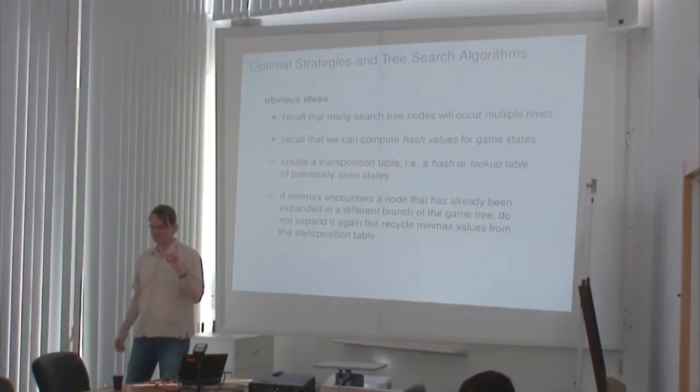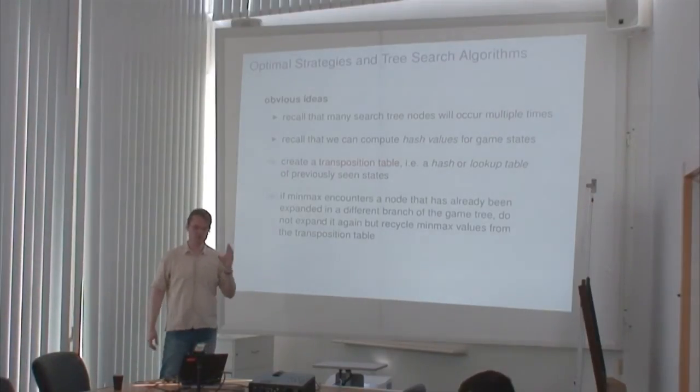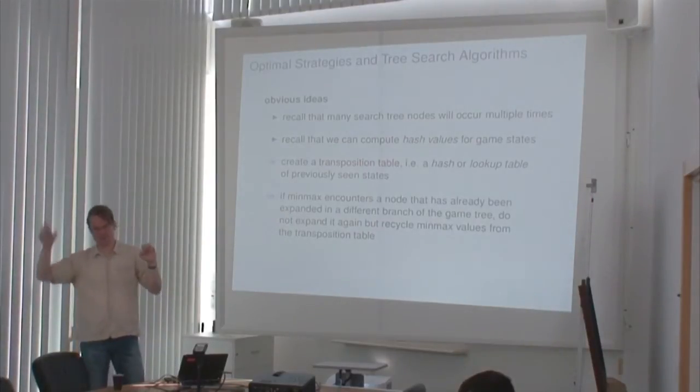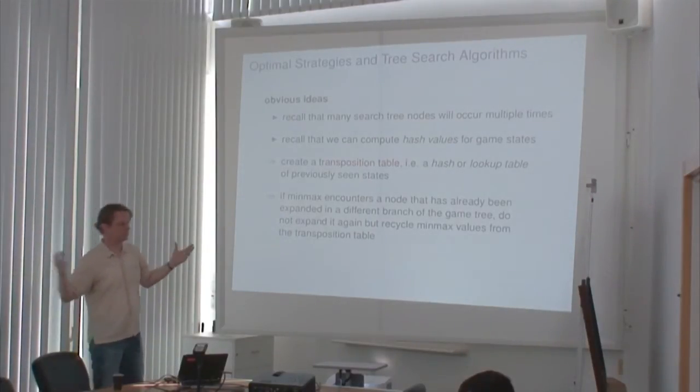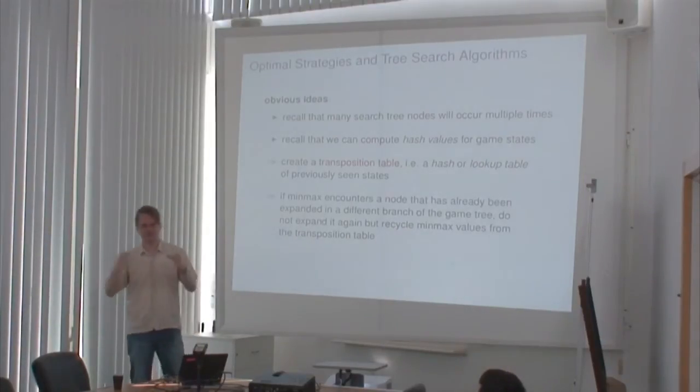Once our algorithm could realize that, we could stop expanding the tree again. If we encounter a state we have seen before in another branch of the tree, then we have already computed, say, the min-max value for that state, and we don't have to do it again.